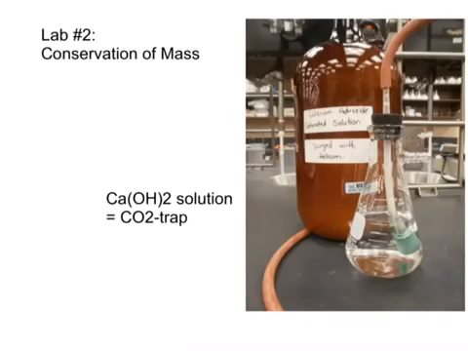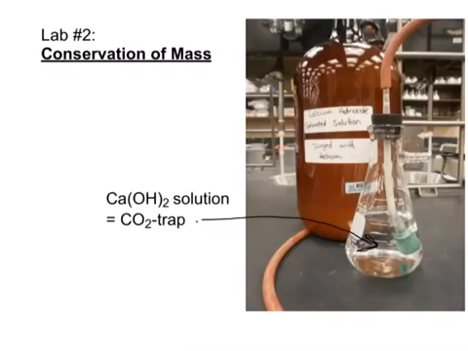So the center of this lab is a flask with calcium hydroxide solution. This will serve as our carbon dioxide trap. You also see the green aerating stone, which is a porous stone, and this aerating stone will create small gas bubbles if you blow some gas through it.